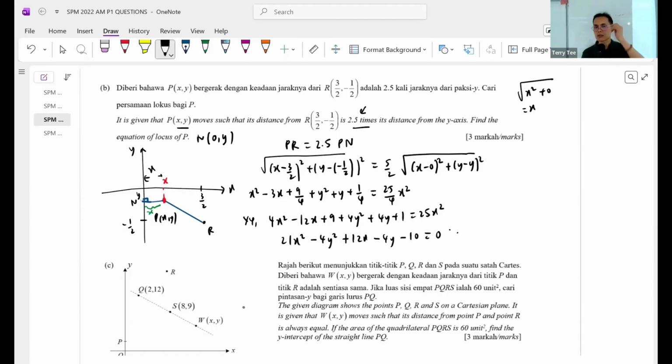This is your answer. Now, what is this actually? It's actually a quadratic, but you can't see it. It's okay. We'll just leave it here. Don't need to simplify.